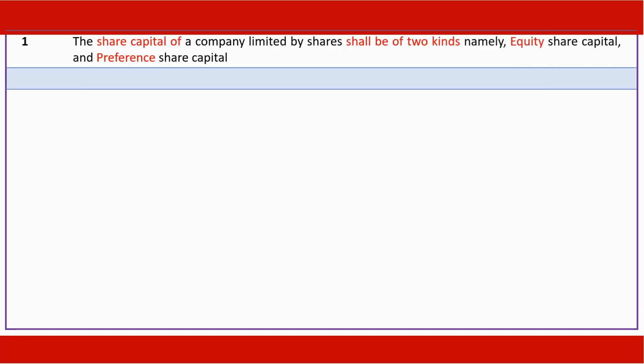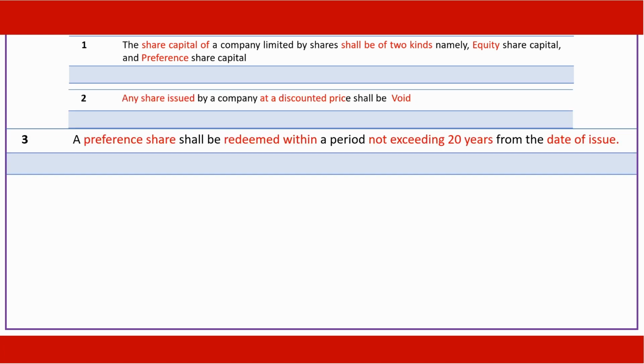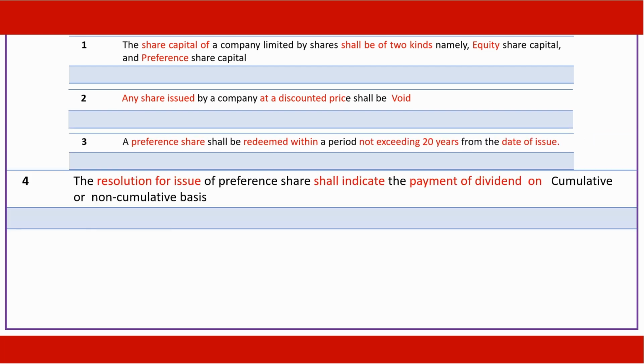Equity share capital and preference share capital are the two kinds of share capital of a company. A company is prohibited from issuing shares at a discount as it is void. A preference share is redeemable and it cannot exceed 20 years in its life from the date of issue. Any resolution which authorizes issue of preference shares shall indicate whether the payment of dividend is cumulative or non-cumulative.